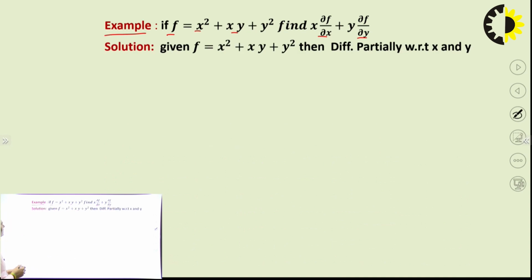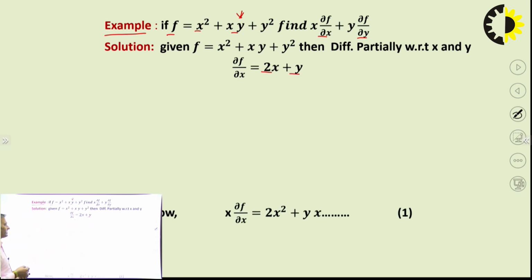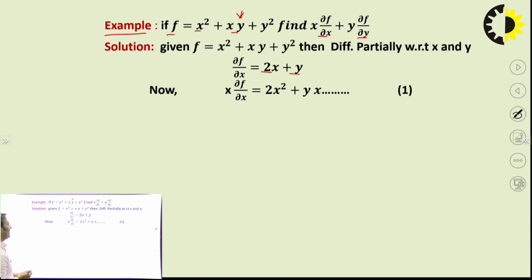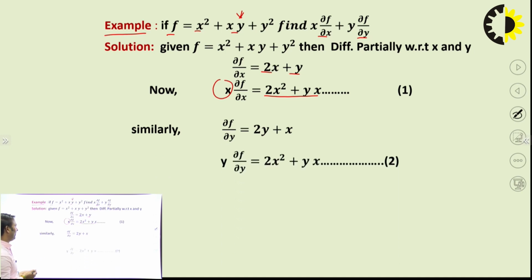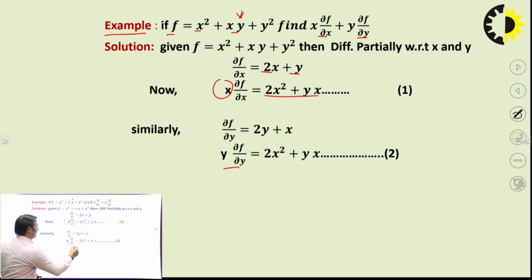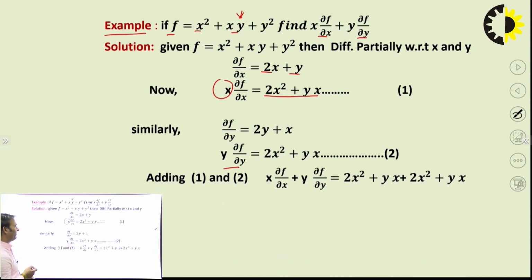Let's see. So students, first of all, let the function f be given to us. We have to take the partial differentiation of this function f with respect to x only, by treating y as a constant. So it's very simple to say that del f upon del x becomes 2x plus y. Similarly, students, x del f upon del x, I'm taking the product of x here. It is equal to 2x square plus yx, right? Similarly, proceeding in the same manner, we can have the value of y del f upon del y. According to the question, we have to add the first and second. And students, this is my answer.